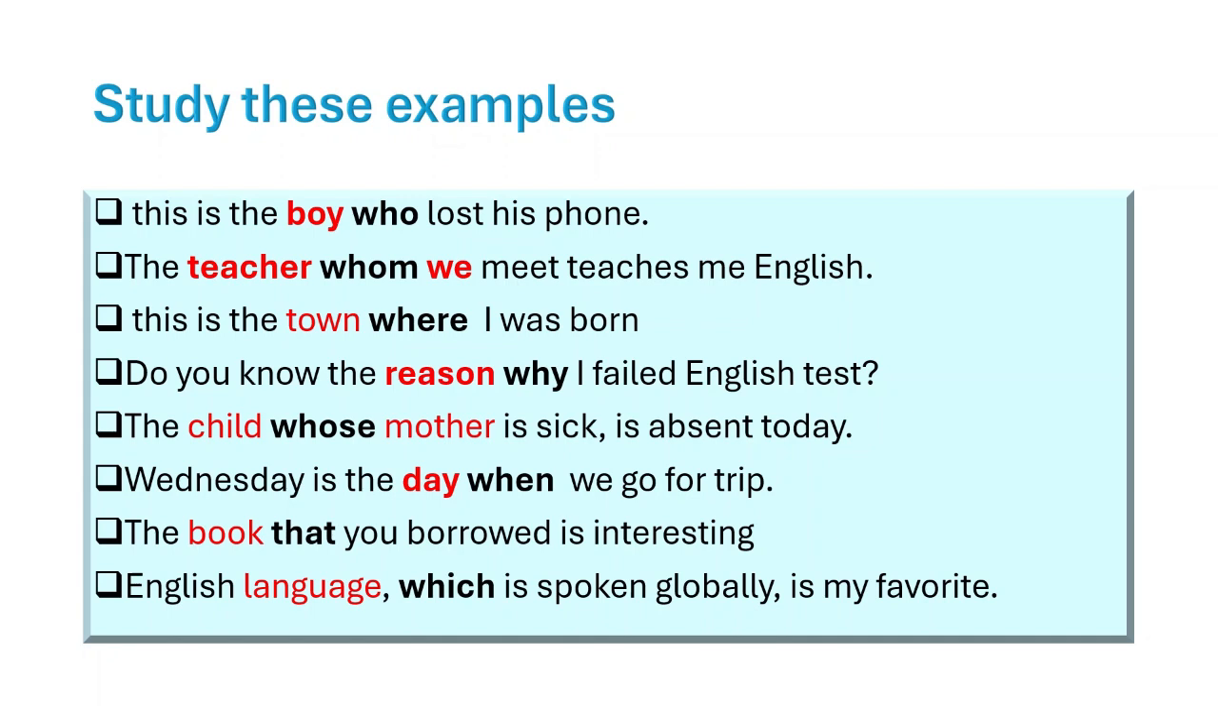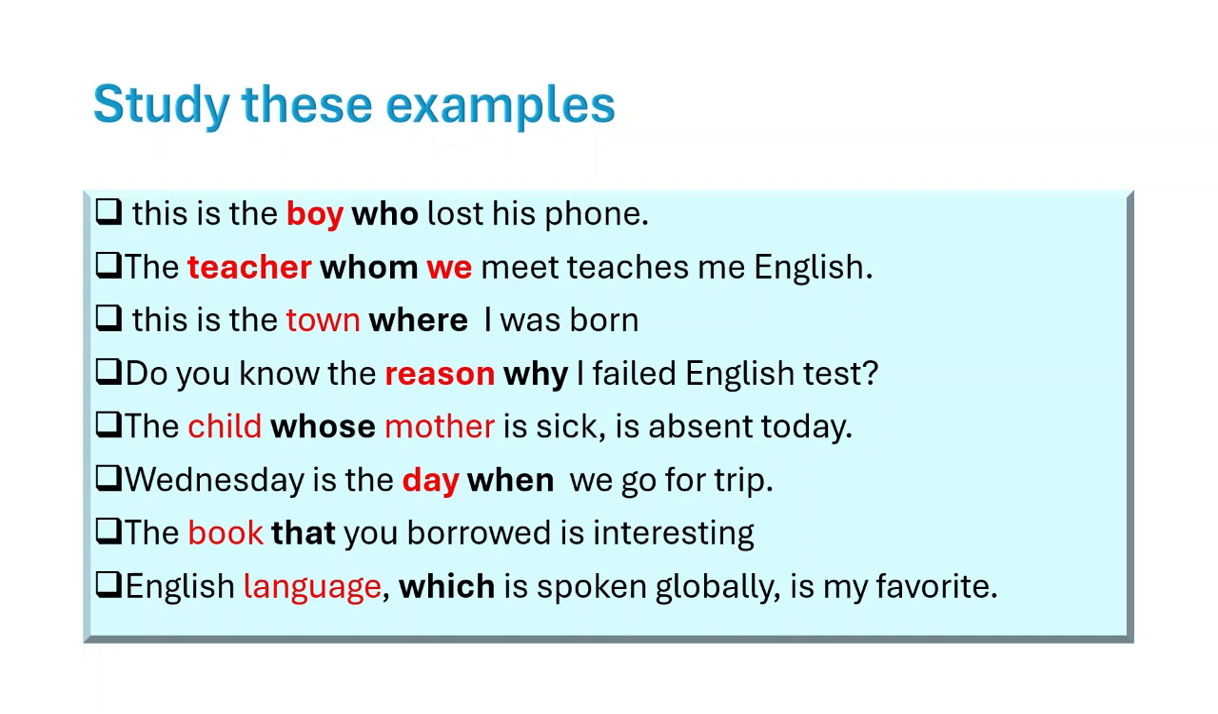The child whose mother is sick is absent today. Whose reflects a person, which is a child. That whose comes and shows the owner. It means that the child who owns a mother who is sick is absent today. It means that the child who has a sick mother is absent. It is similar to that.